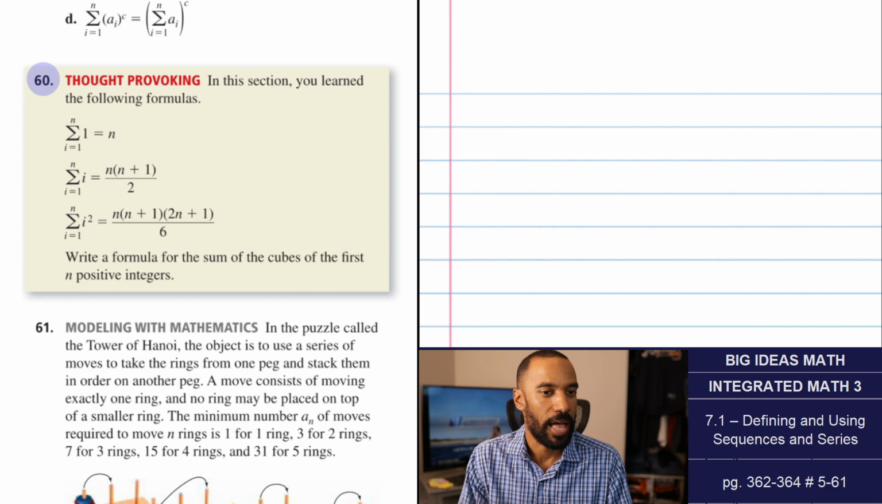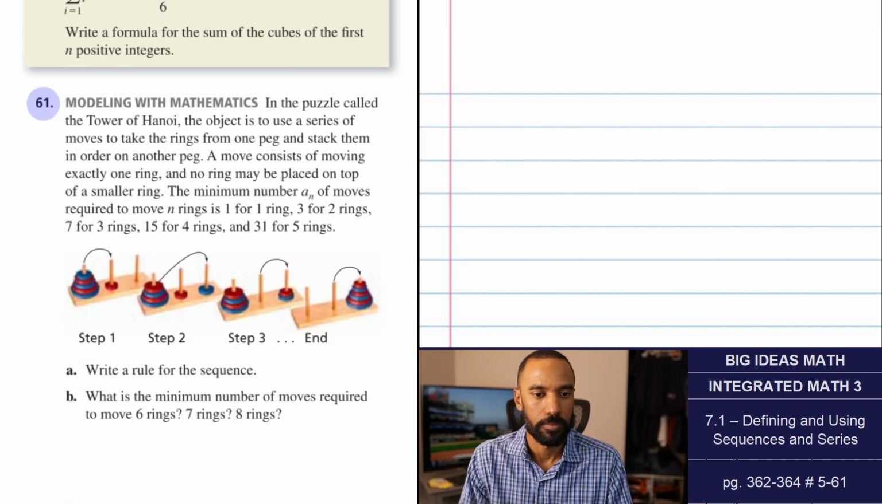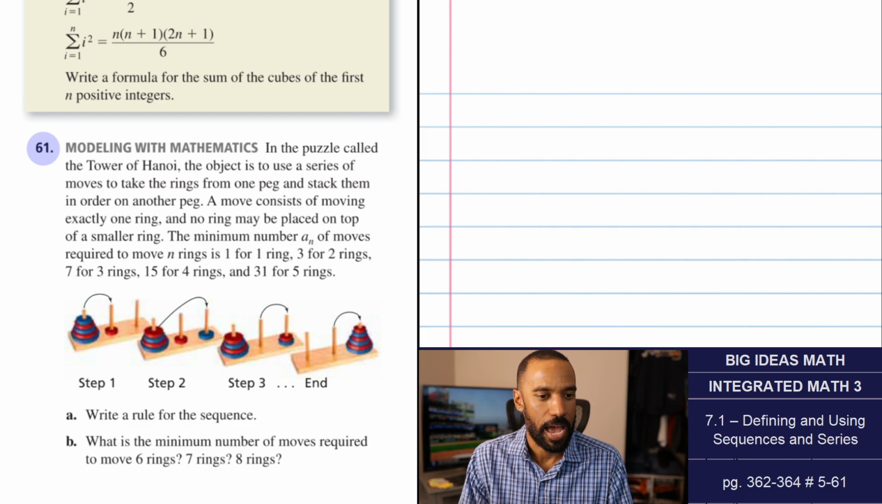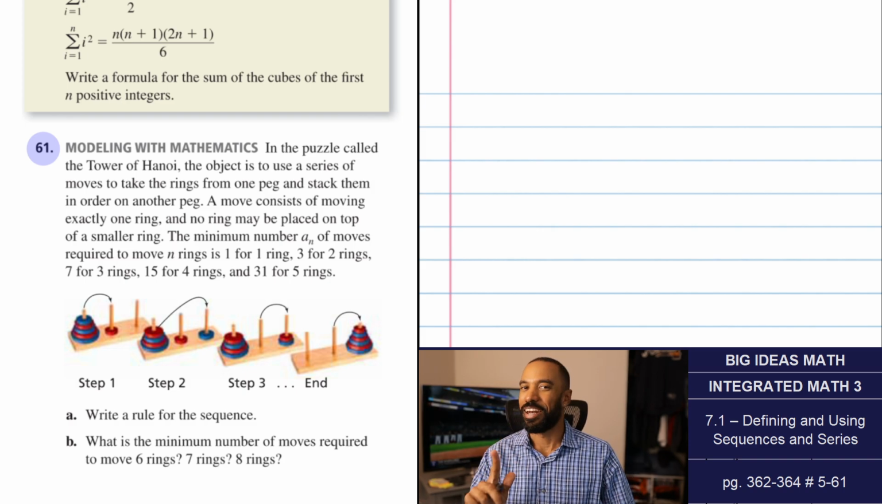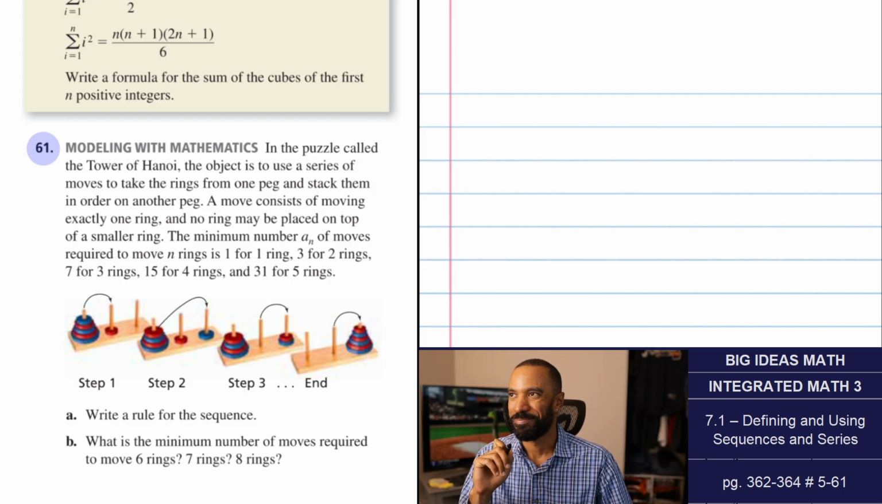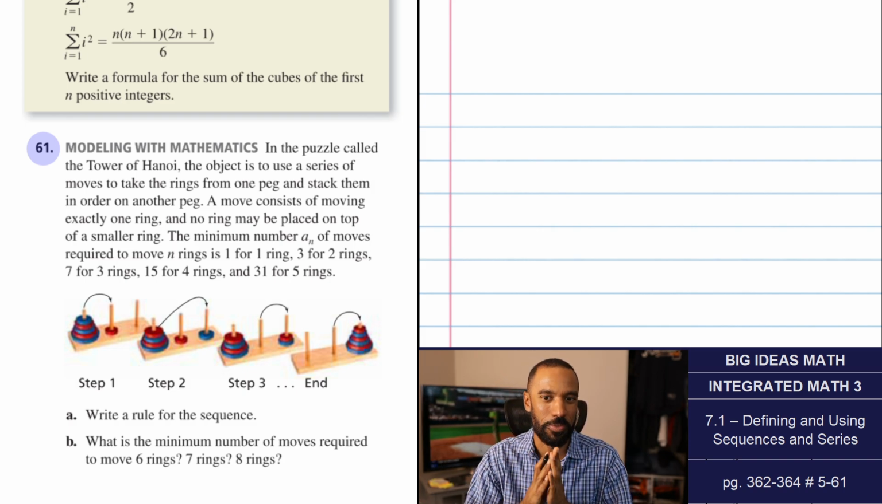Okay. Last question here is number 61. In the puzzle called the Tower of Hanoi... Oh, I have this in my classroom. And I even know the... Oh, shoot. Okay. I even kind of know the answers to this. So this sucks because I kind of already know the answers.